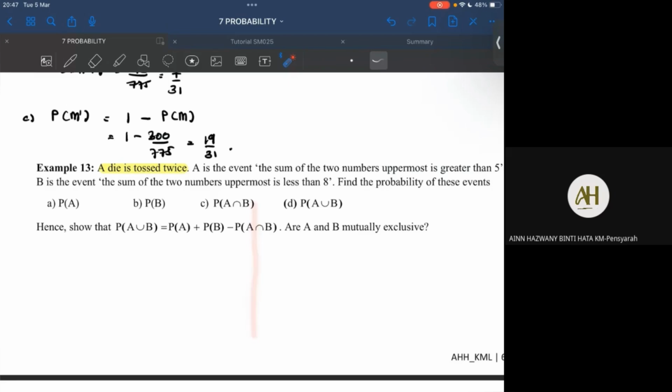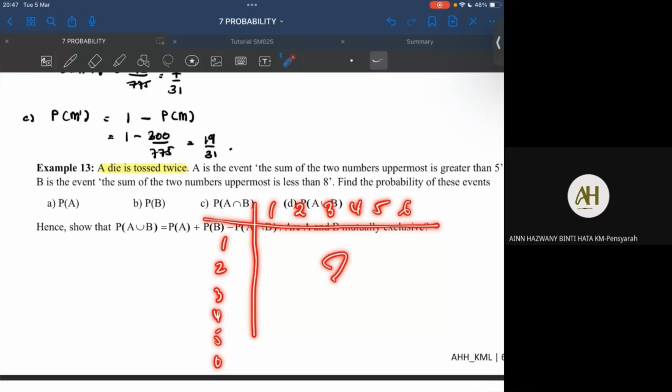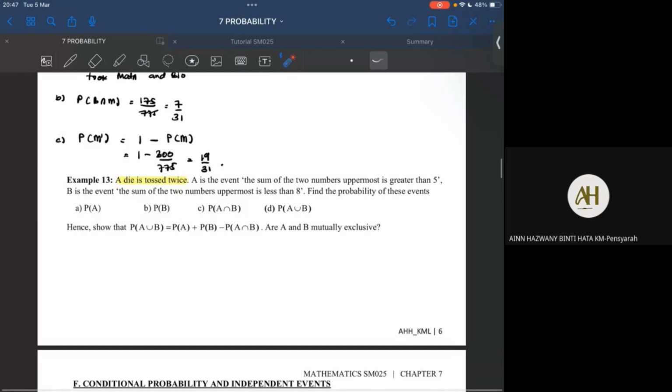How we show it is like this. The first toss, the second toss. What we need to do in here depends on what it asks. As you can read here, A is the event that the sum of two numbers uppermost is greater than 5. B is the sum of two numbers uppermost is less than 8. What it means is we take the numbers shown. That's what the sum of numbers uppermost means. So it talks about sum, so we have to add the two numbers there. You can find this yourself, find it last.